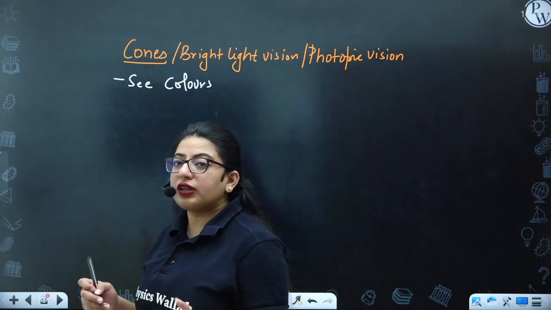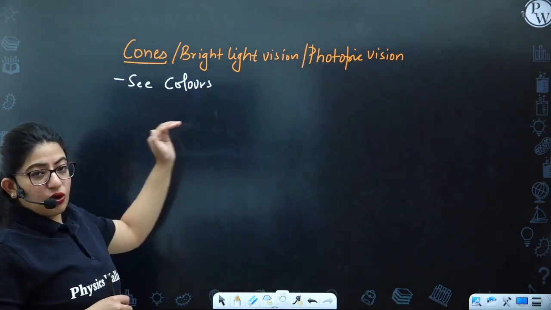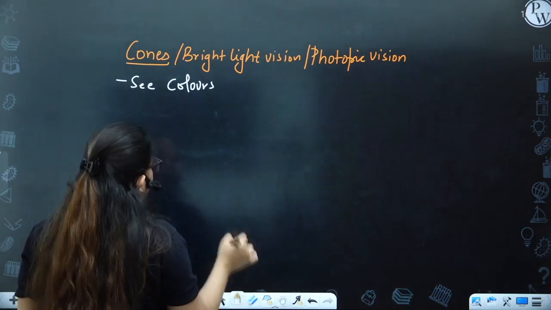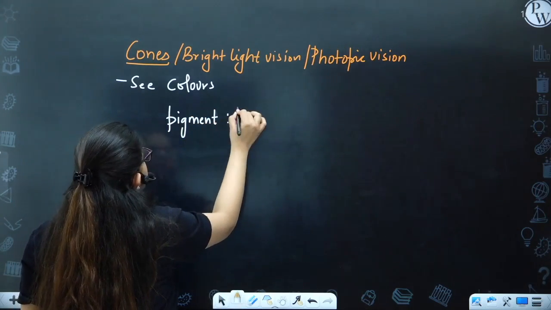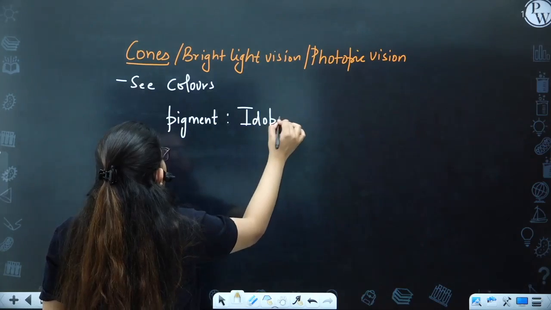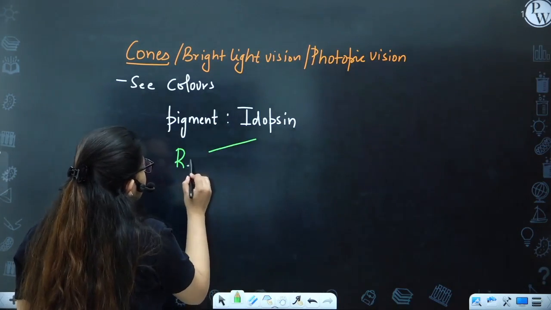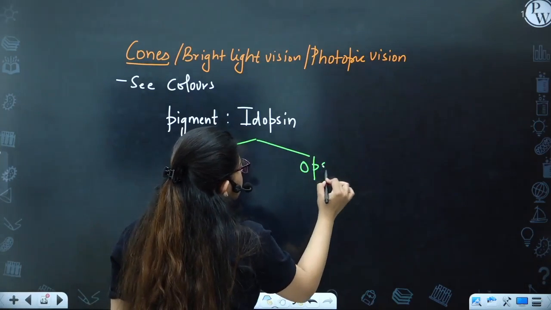Okay. So these cones have a pigment. And what is the name of its pigment? Iodopsin. So like rods had rhodopsin, cones have iodopsin. It is also made up of retinal, which is an aldehyde derivative of vitamin A, and a protein known as opsin.